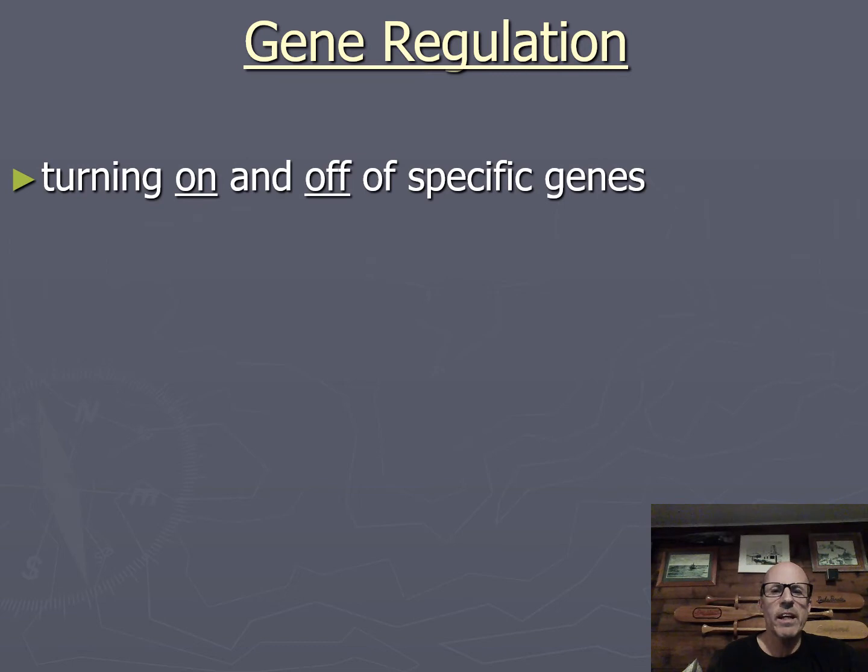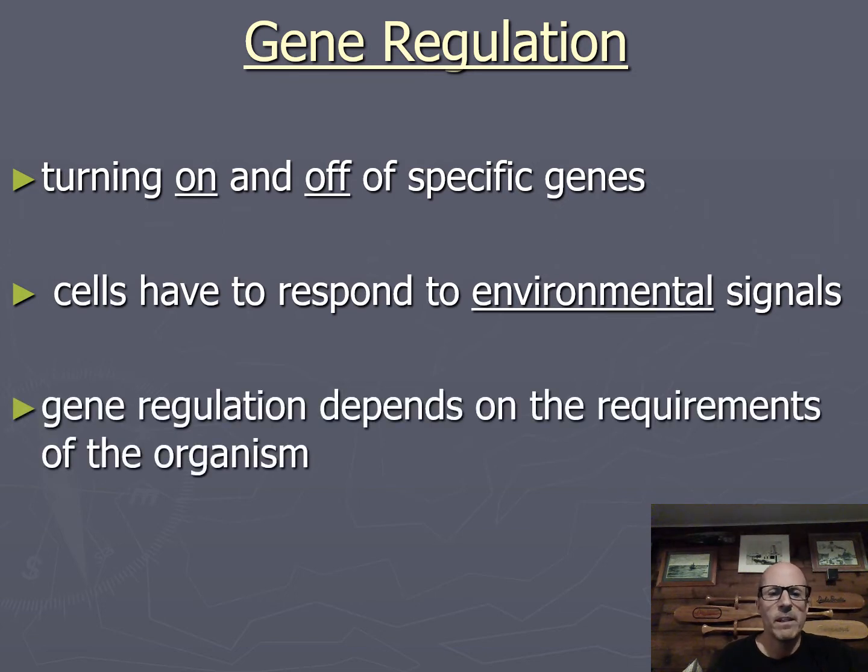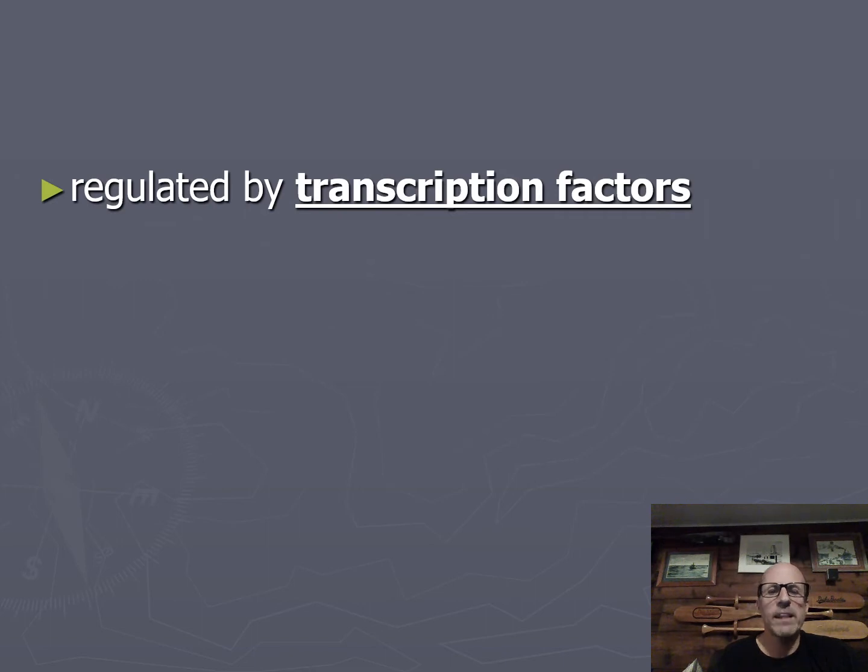So let's take a look at gene regulation. Well, genes are like light switches. They can be turned on or they can be turned off. Cells have to respond to environmental signals, and gene regulation depends on the requirements of the organism. So when the organism's environment changes, that can either turn a gene on or switch one off. And that's regulated by transcription factors that we're going to get into here.